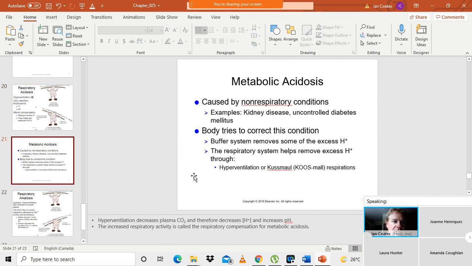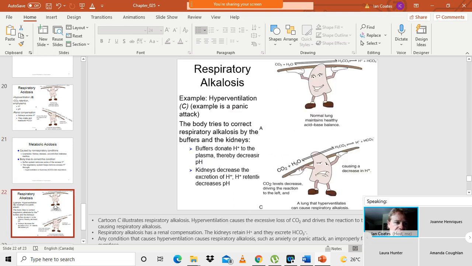What do we got here? Metabolic acidosis is caused by non-respiratory conditions: kidney disease, uncontrolled diabetes. The body tries to correct this condition. Buffer systems remove some of the hydrogen. Respiratory systems remove some of the hydrogen. It does the best that it can do.